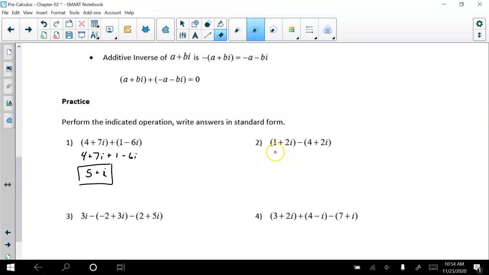So now, get rid of the grouping symbols, 1 plus 2i, and be careful, distribute the negative, -4 minus 2i. So we combine, 1 minus 4 is -3. 2i plus -2i, they cancel. We're left with just -3.